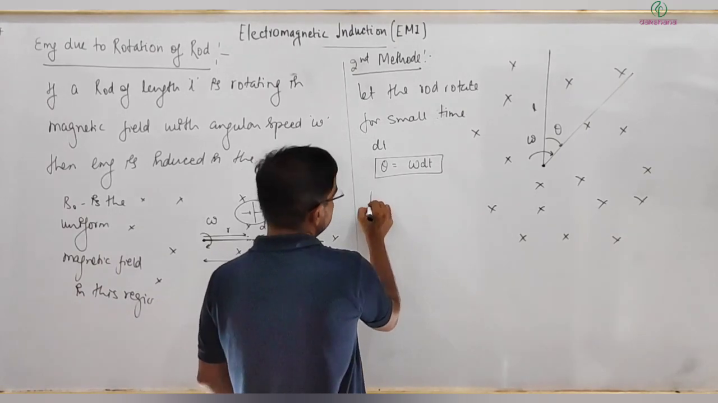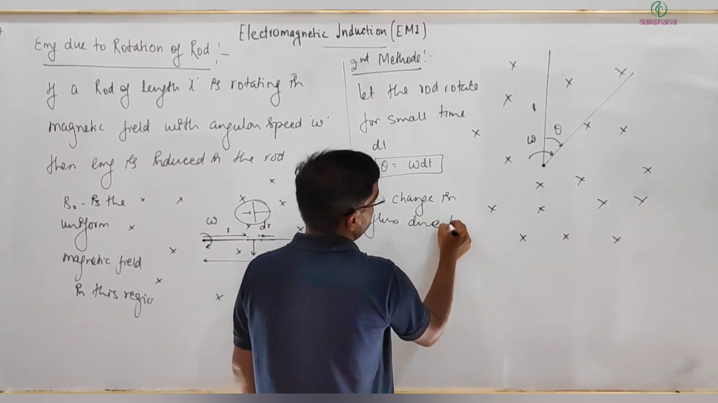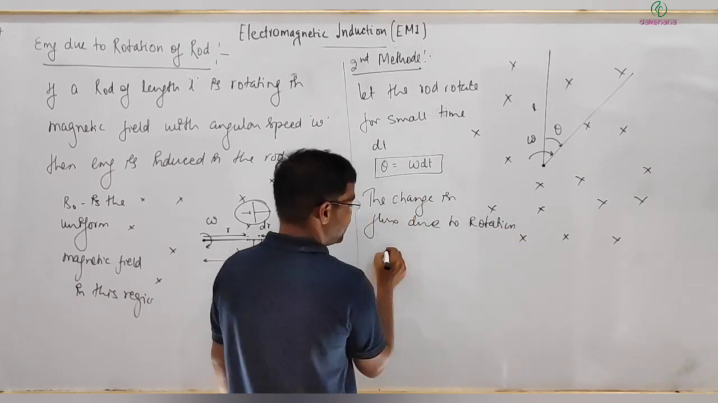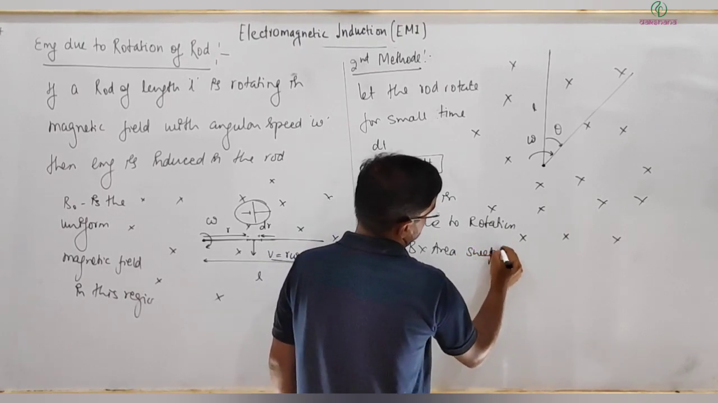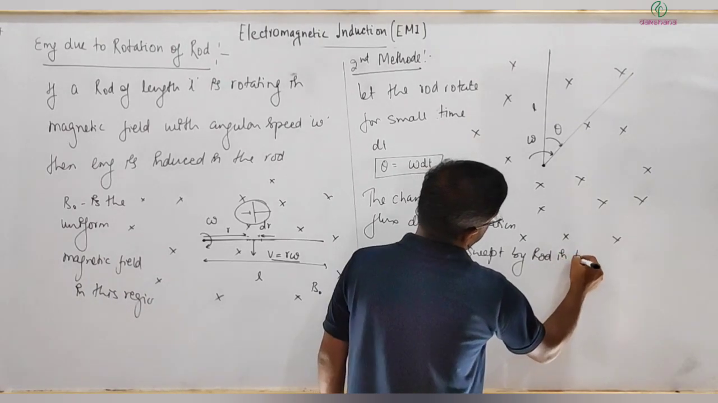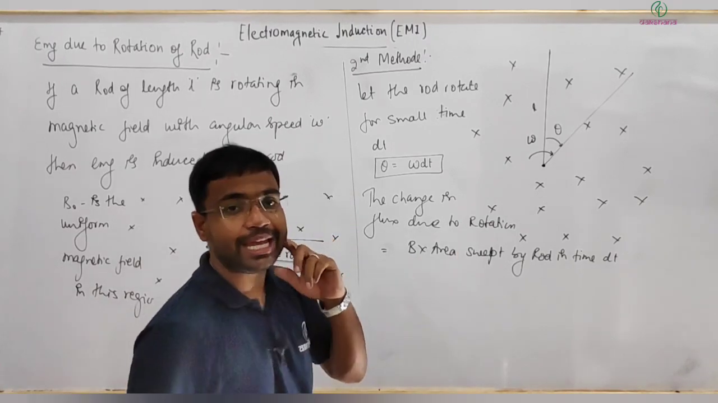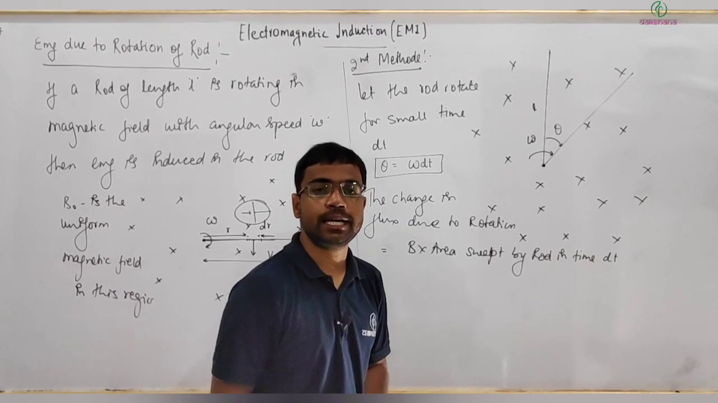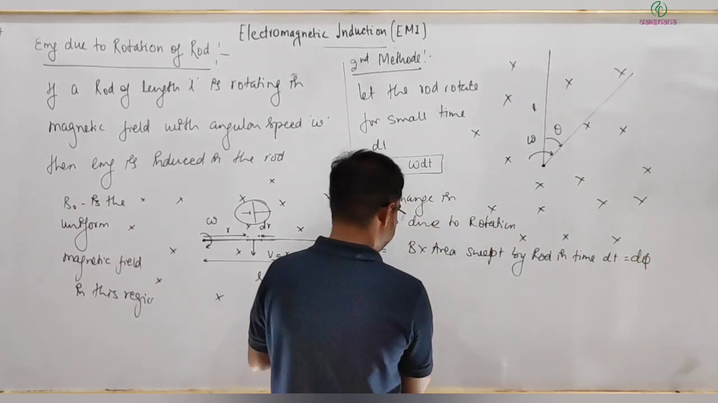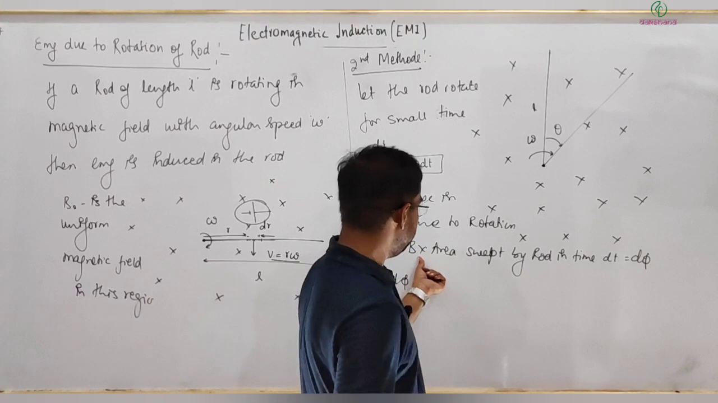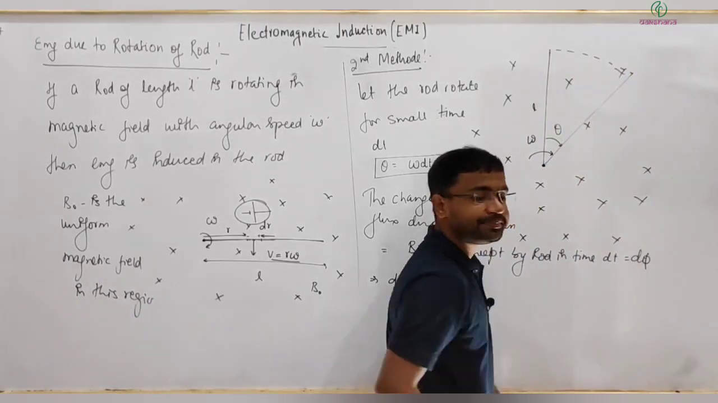So I can write the change in flux due to rotation is equal to B multiplied by the area swept by the rod in time dt. Clear? This will be the change in flux, and change in flux divided by dt, because this flux is changed in time dt, will be d phi by dt. So d phi is equal to B naught into, what is the area? So I can write this is what, an arc, is it?